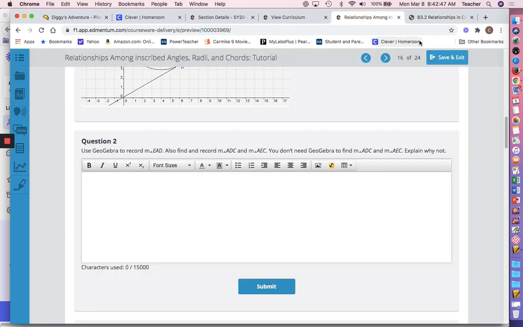All right, so let me put in my information. Angle EAD was 120. Angle ADC is 90. And the last one is angle AEC, also 90. Because a radius and a tangent line are perpendicular.